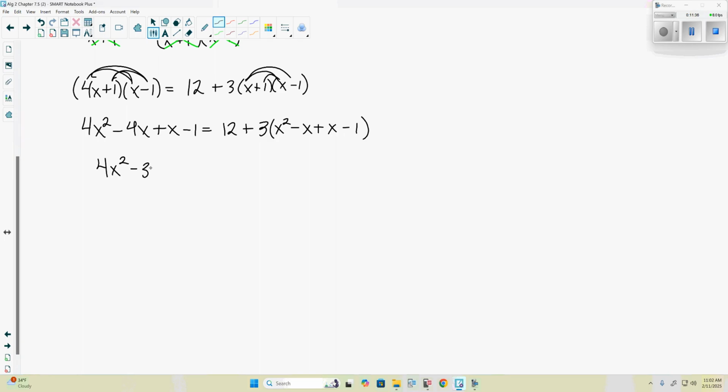On the left-hand side, we can combine like terms. Our negative 4x plus x would be negative 3x. On the right-hand side, our negative x plus x is going to be 0, simplifying the x plus 1 times x minus 1 to x squared minus 1. Which really shouldn't be that big of a surprise, because we got the x plus 1 and x minus 1 factors from what? x squared minus 1. So it should be expected that x plus 1 times x minus 1 should simplify back together to give us x squared minus 1.